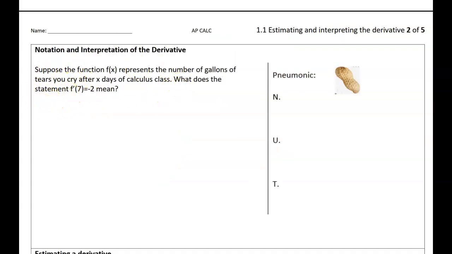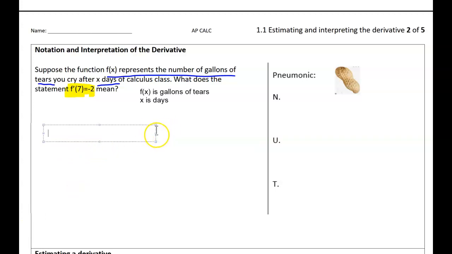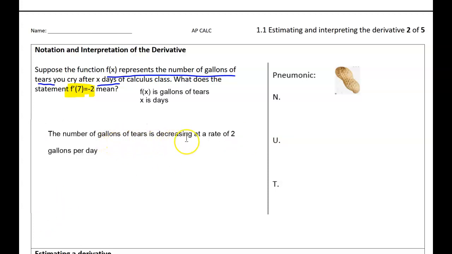So we're given this statement here, f prime of 7 equals -2, and we're asked what it means. And again, I'm trusting that you've read the problem, but we should annotate for what f of x is and what x is. So f of x is gallons of tears that you cry, x is days. So then, what does this mean? Well, I'll give you the whole interpretation here in a second, but before I tell you, I want you to think about whether your number of tears are increasing or decreasing in this situation. Pause the video and answer that. My number of tears is decreasing here at a rate of 2 gallons per day.